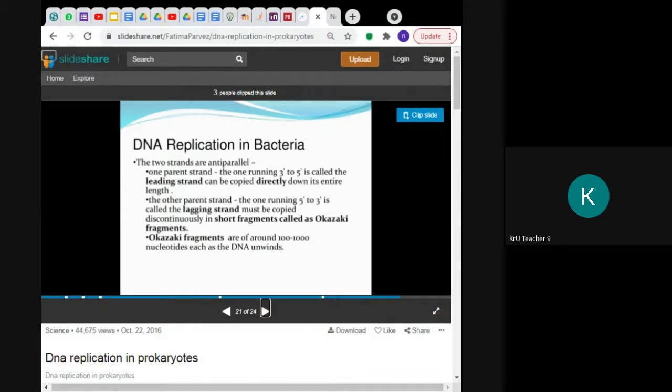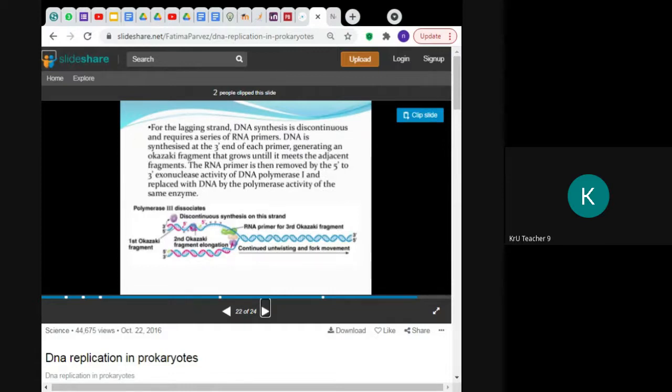This process of lagging strand synthesis was discovered by Okazaki. That's why these fragments are called Okazaki fragments, and these Okazaki fragments are around 100 to 1000 nucleotides in length. And these Okazaki fragments are joined together by ligase enzymes.